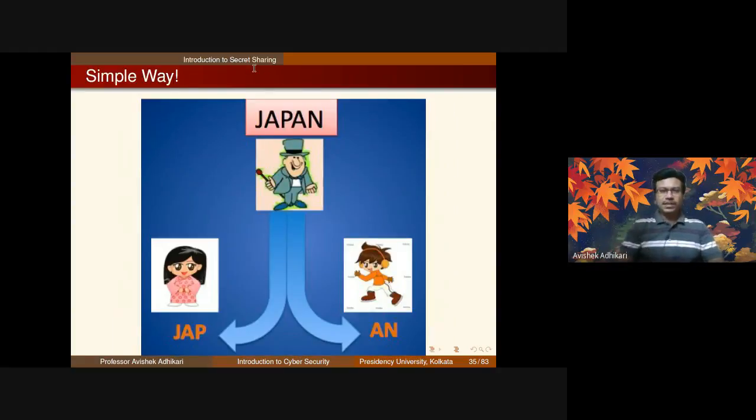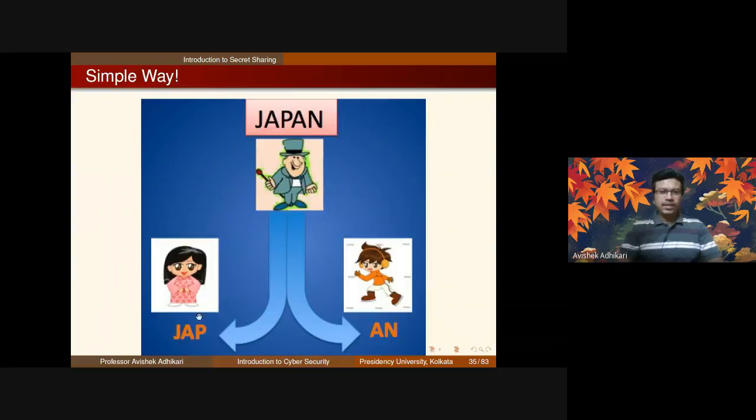So the question is how to implement a secret sharing scheme. Let us give a very simple example of a secret sharing scheme. Suppose the password is Japan, and he is the dealer and he wants to give the password among this boy and this girl.